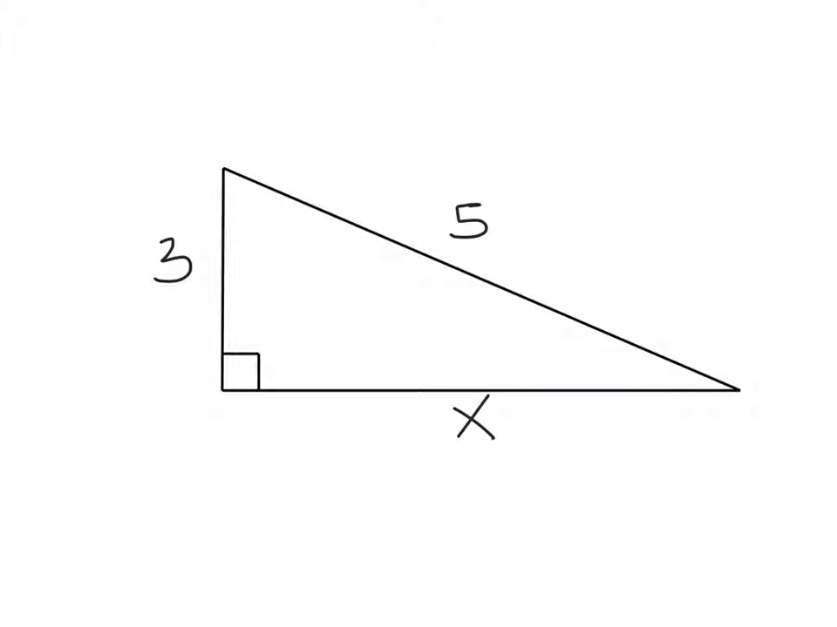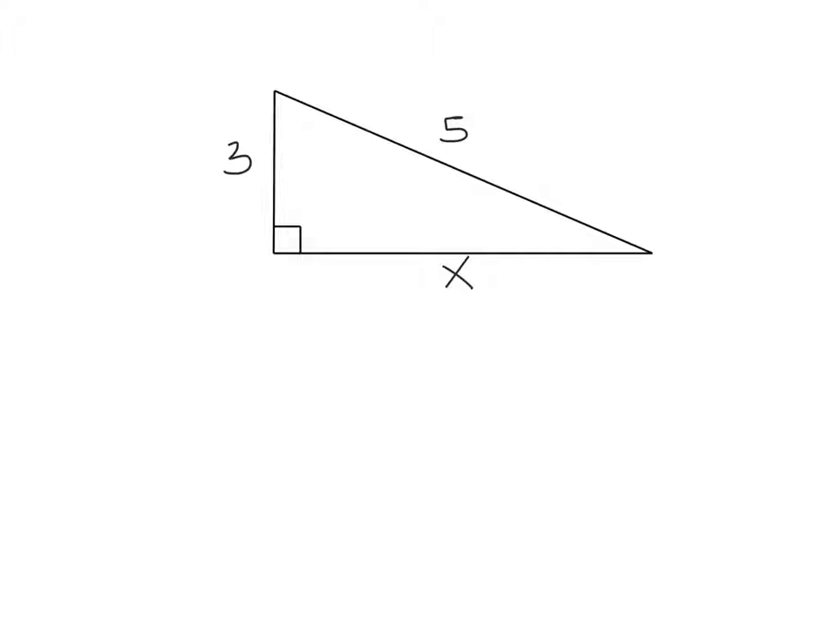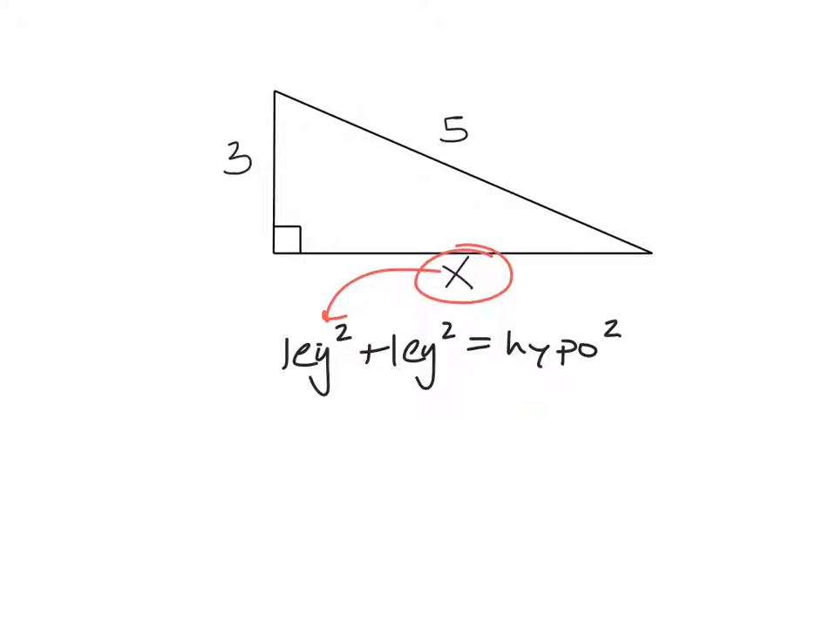Here we go. Once again, I can see that my x is a leg in this problem. So when I use my formula, I get leg to the power of 2 plus leg to the power of 2 equals the hypotenuse to the power of 2. And my x is a leg. So x to the power of 2 plus 3 to the power of 2 equals 5 to the power of 2. Remember, 5 is the hypotenuse.